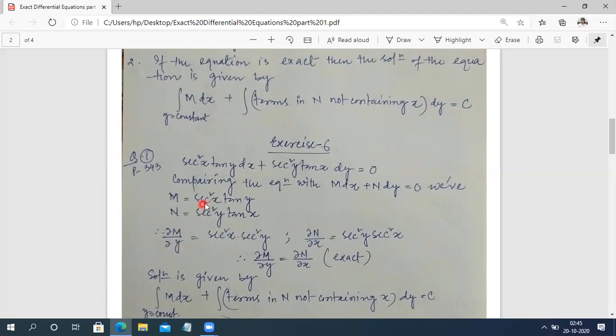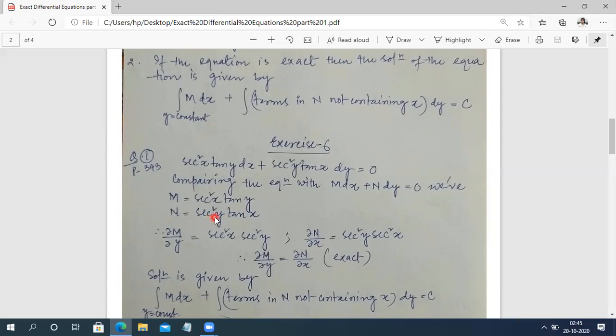So you just partially differentiate your M with respect to y. If we partially differentiate M with respect to y, that means here x is constant, so sec square x will be as it is, and if we differentiate tan y, it will be sec square y. Similarly, this is your N. You partially differentiate N with respect to x. With respect to x you are differentiating, that means your y is constant here. This is all about partial derivatives, okay?